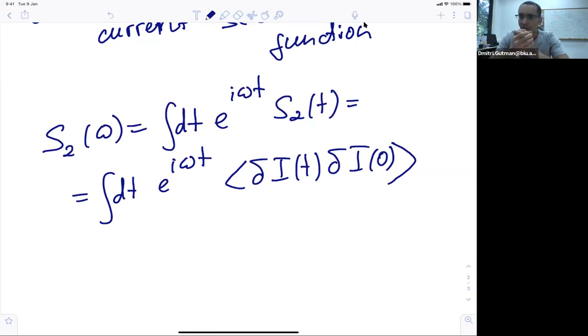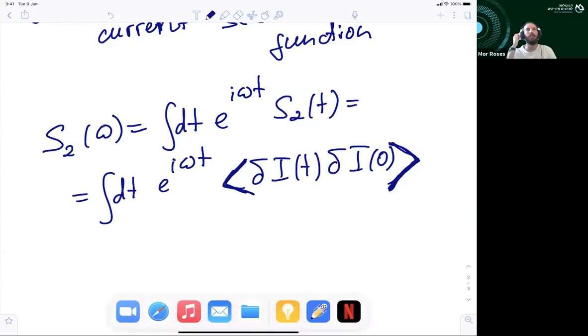Do we have any questions so far? Okay, if you don't have a question, I have a question. What do I mean when I'm saying average? What is the average of current correlation fluctuations? What do I mean by these brackets? Over realizations of imperfections. What kind of realization? Different disorders, different locations of disorders.